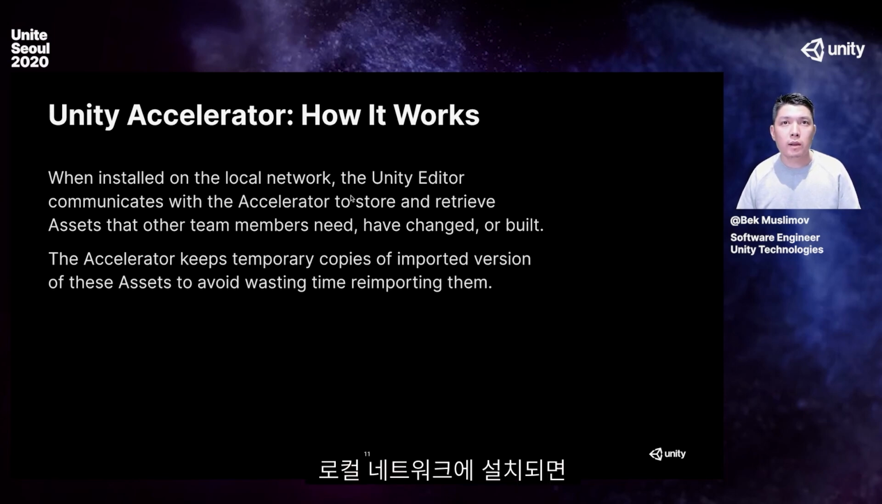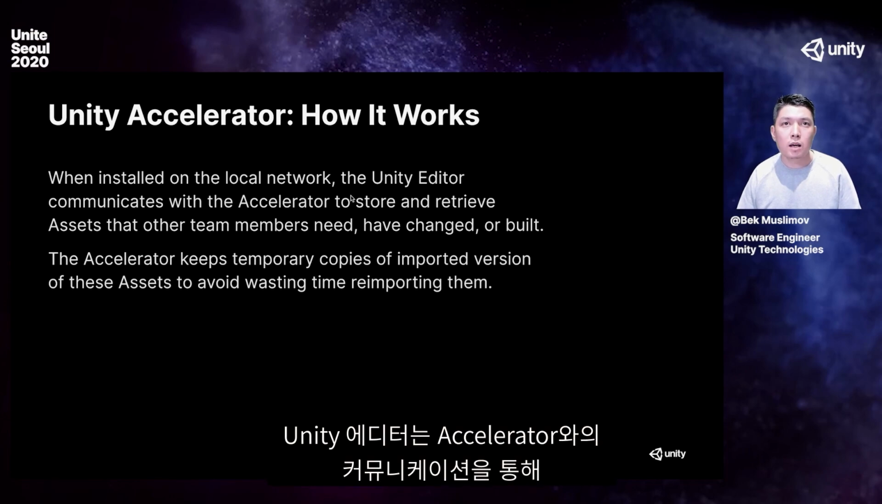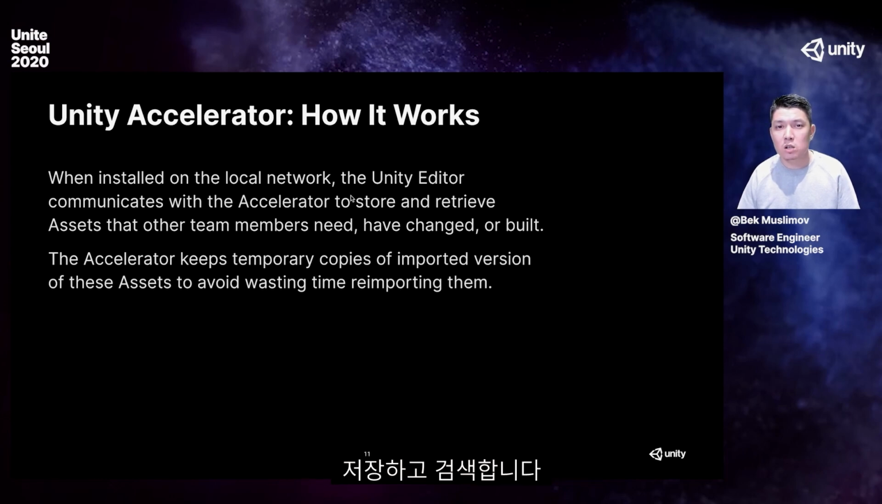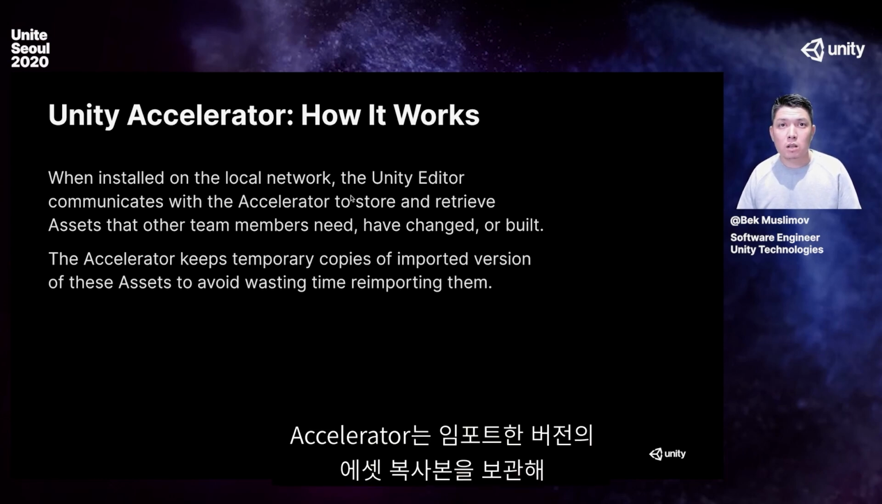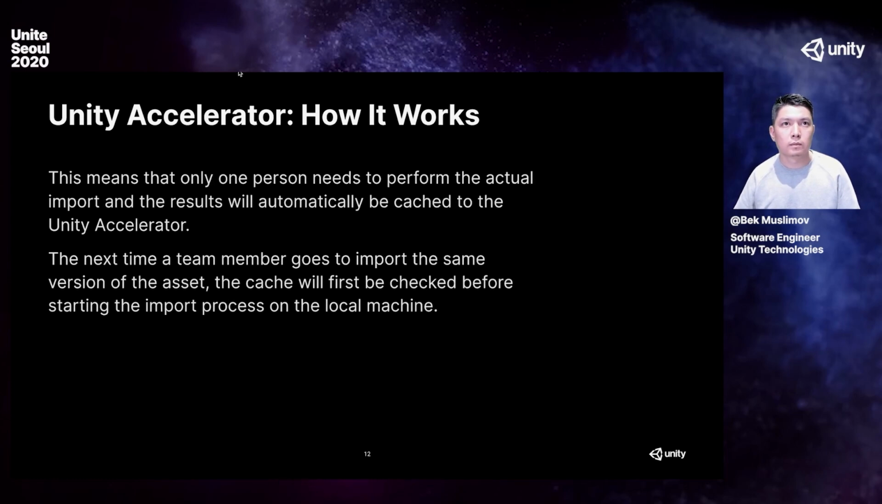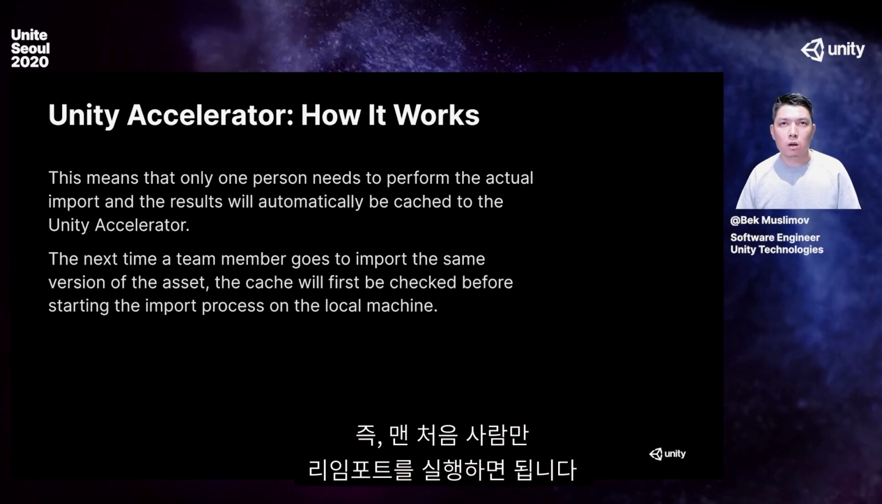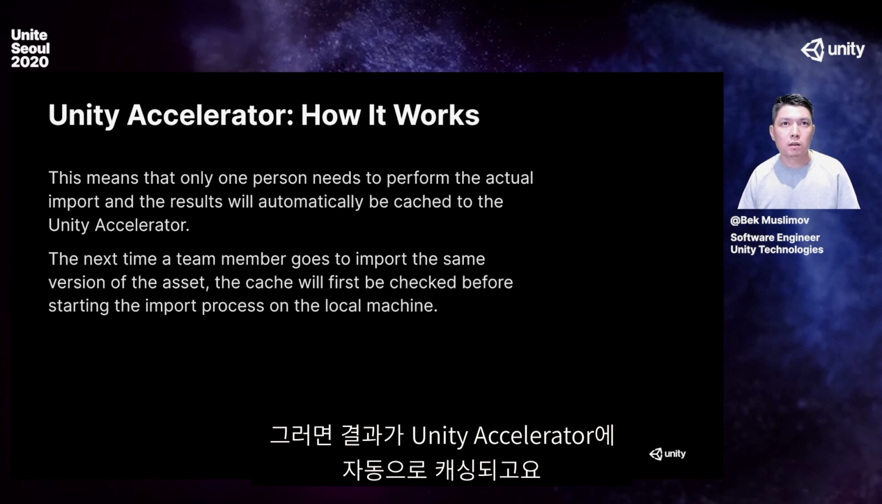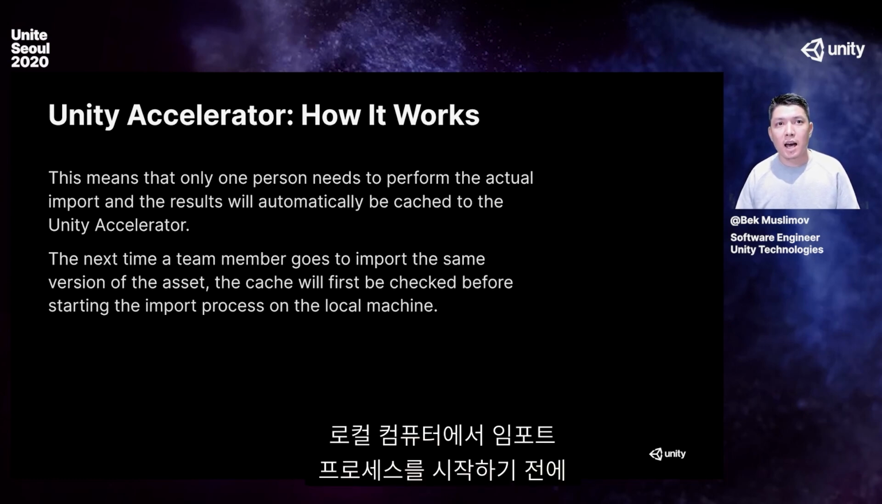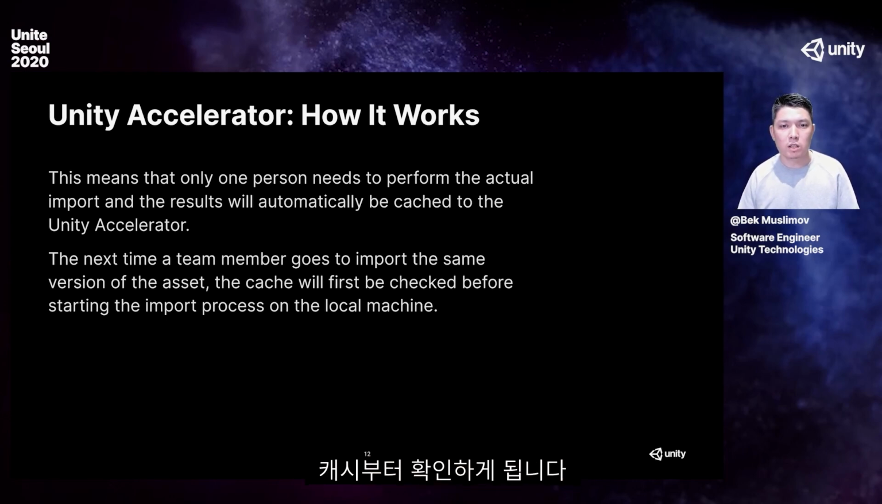When installed on the local network, the Unity editor communicates with the accelerator to store and retrieve assets that other team members need changed or built. The accelerator keeps copies of imported versions of the assets to avoid wasting time re-importing them. This means that only one person needs to perform the actual re-import, and the results will automatically be cached to the Unity Accelerator. The next time a team member goes to import the same version of the asset, the cache will be first checked before starting the import process on the local machine.